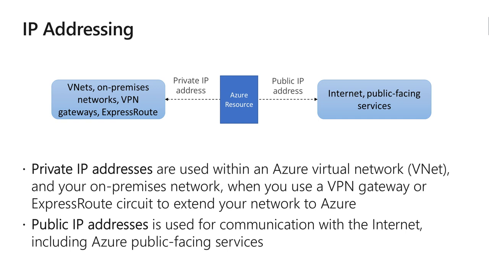All right, so the private IP address is used within the Azure virtual network and your on-premise network when you're using a VPN gateway or ExpressRoute circuit to extend your network to Azure. So treat Azure as a part of your own environment. A public IP address is used for communication with the internet, including the Azure public-facing services.